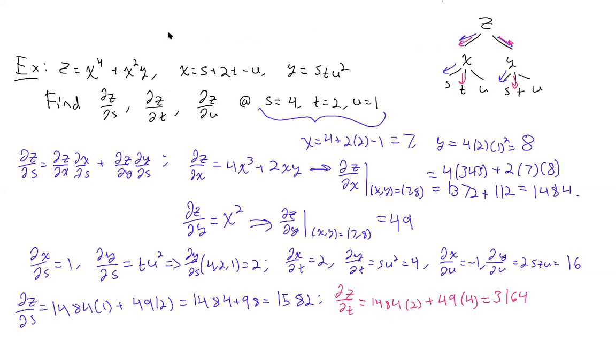And finally, I'm going to just do one more of these. I'll make this one green. So finally, going down the u direction, we can say that ∂z/∂u is going to be 1484 times ∂x/∂u, which is -1, plus 49 times ∂y/∂u, which is 16. Or in other words, -700.